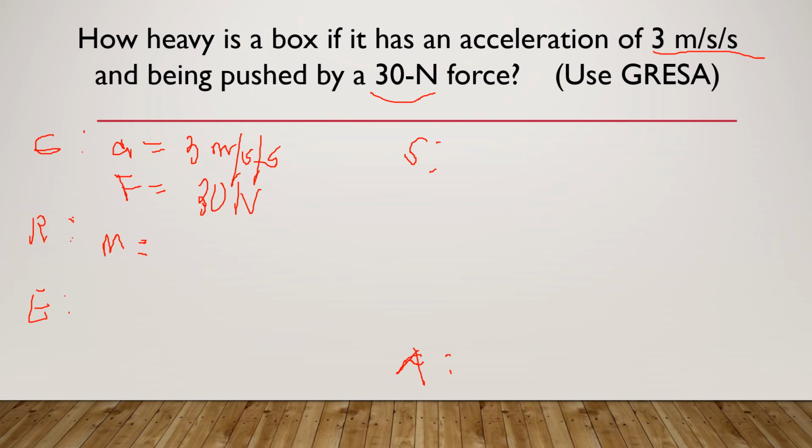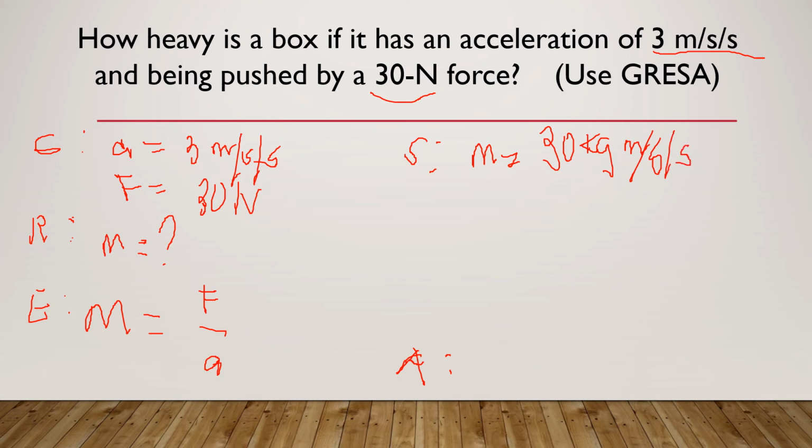Okay, so again, you are looking for mass. Next equation. Since you're looking for mass, we already know that mass is equal to force divided by acceleration. Now let us substitute the value. Mass is equal to force, which is 30 Newton. In solving, you need to expand the unit of Newton, which is kilogram meter per second squared, and then divide it by the given acceleration, which is 3.